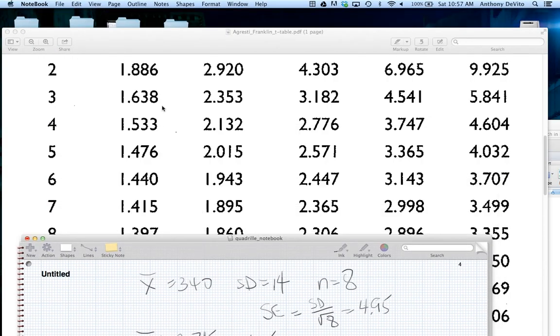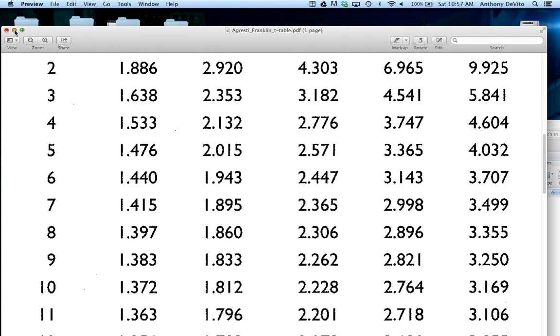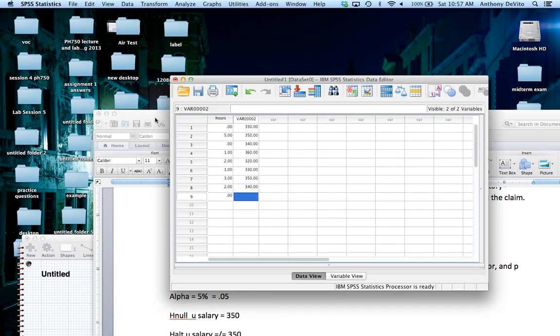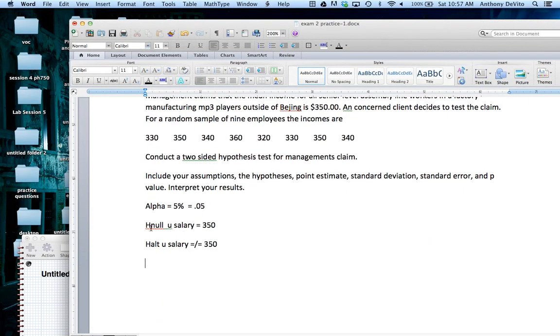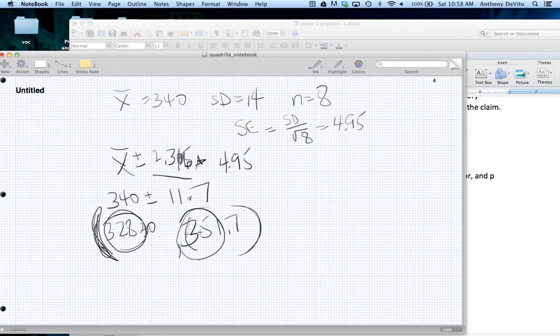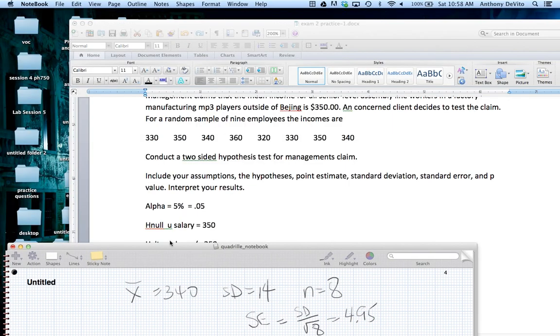And our null hypothesis was, where did I put it? Our null hypothesis was that the owner of the factory claims that the average salary is $350. If I'm 95% sure that it's between 328 and 351, can I tell that manufacturer that he's wrong, that it's not 350, and reject that null hypothesis? Can I reject that null hypothesis based on that confidence interval? No, we all agree, right? We can't, because we can't prove that it's different than that amount.